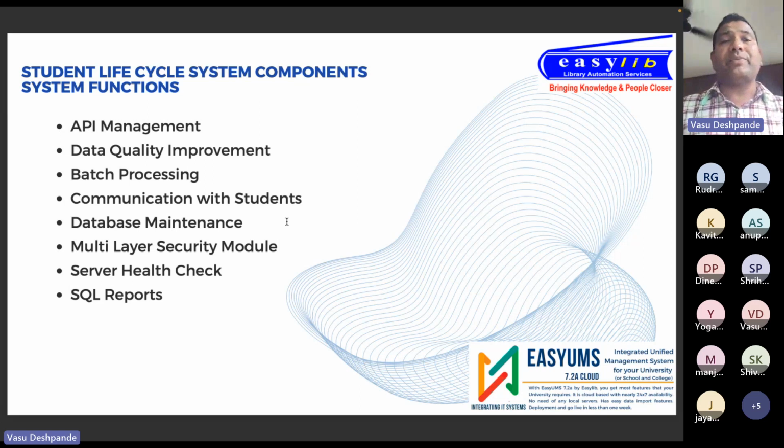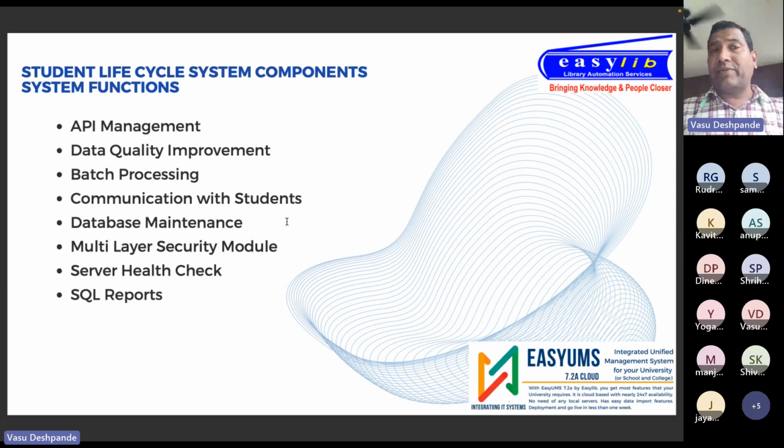So that kind of system is another thing expected. SQL report talks about you having to get some reports which you have not requested earlier. On the fly, can you get the reports? So these are the kind of functions that are expected out of the lifecycle system.